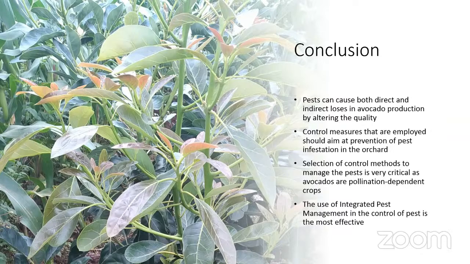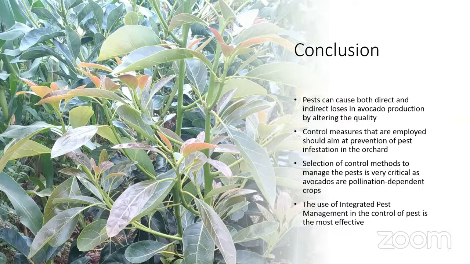The last point is that the use of integrated pest management in the control of pests is the most effective. All those methods which we looked at, the use of orchard sanitation, the use of natural enemies, the use of biopesticides, and also synthetic pesticides should be used in combination.